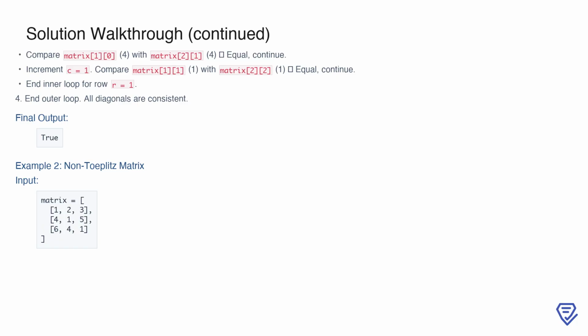Since we have now checked all rows except the last one, and all diagonal comparisons have been consistent, we can conclude that this matrix is a Toeplitz matrix. The function would return true as the final result.